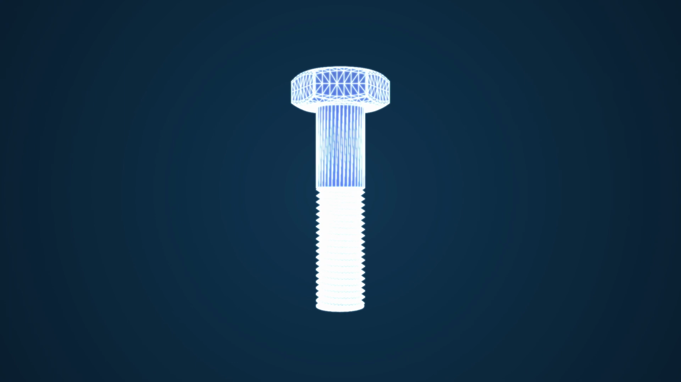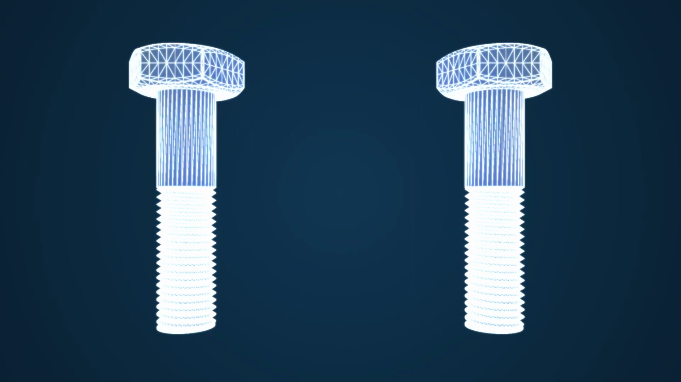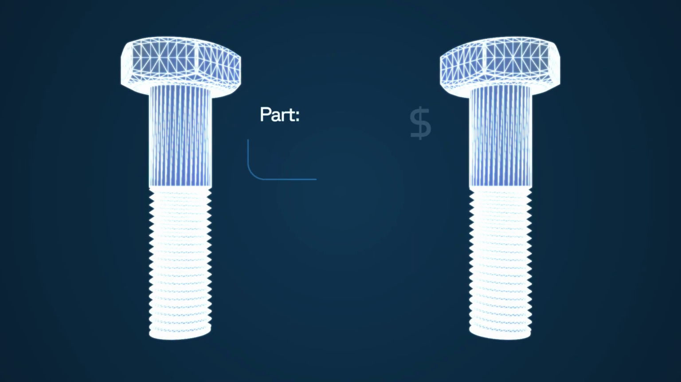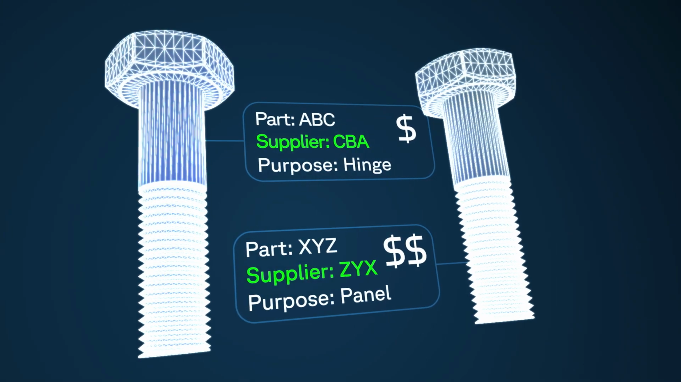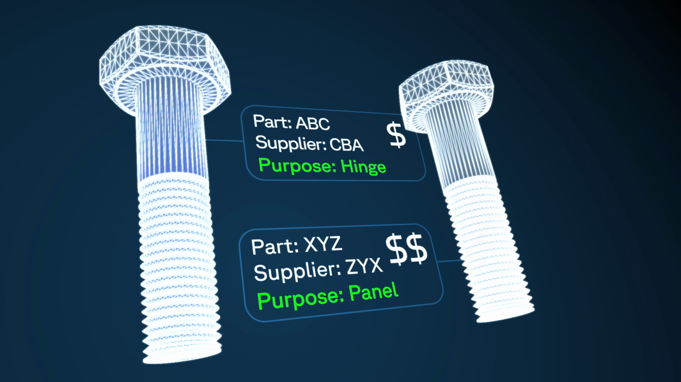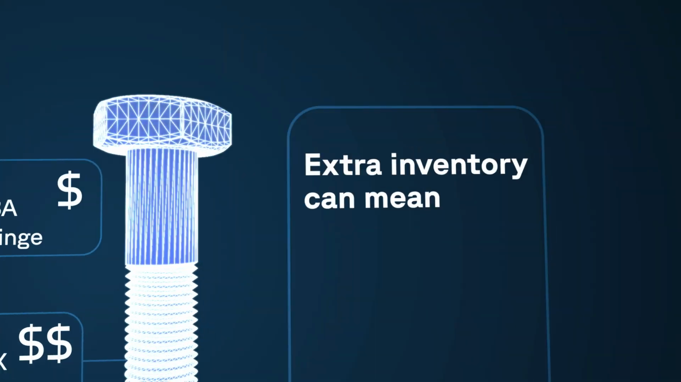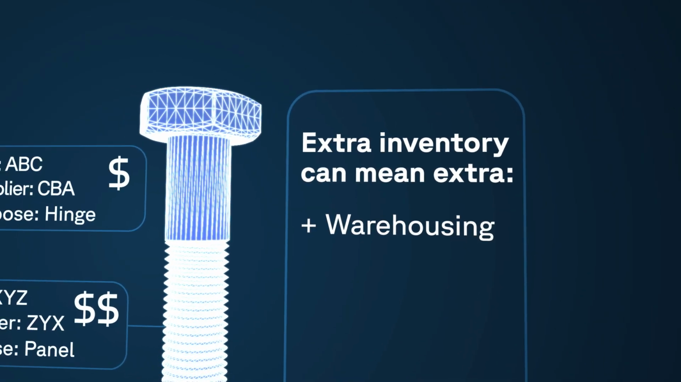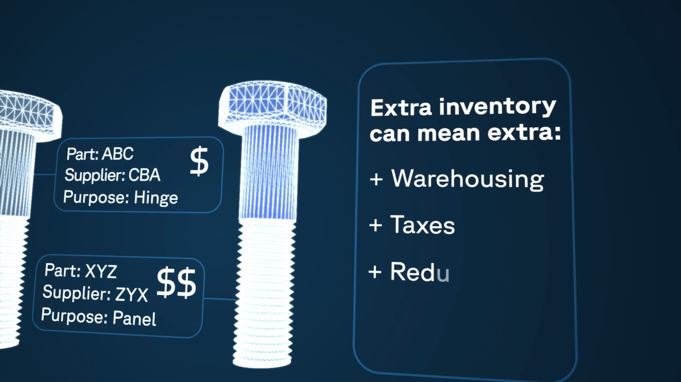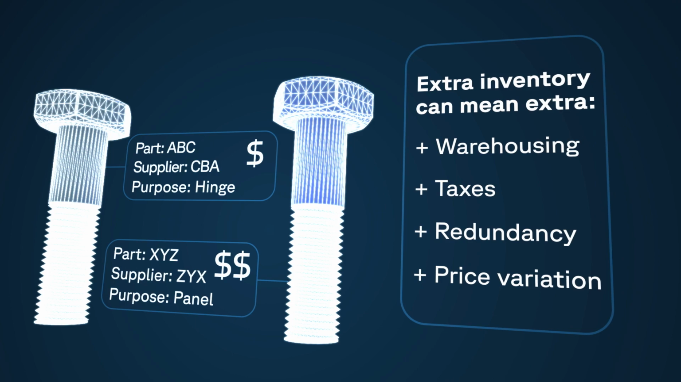But it's not just at the design stage. Procurement often ends up buying duplicate parts and products, again not realizing part ABC is the same as part XYZ, because maybe they were purchased from different suppliers, or maybe for different purposes. This means higher levels of inventory, which has downstream impacts like warehousing space or even having to pay taxes on that excess inventory at year's end.